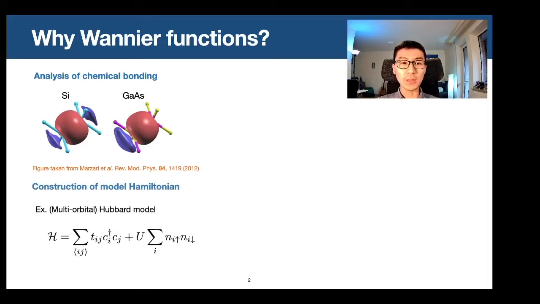Another motivation is related to the construction of model Hamiltonians. We know that model Hamiltonians play a very important role in physics, especially to understand some systems in a very intuitive way. For example, you can think of the Hubbard model. In order to obtain a model Hamiltonian, we need to have only a couple of basis functions, and Wannier functions can play a very nice role for such a small basis set.